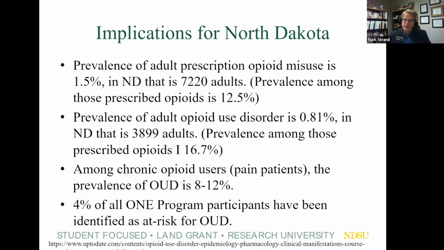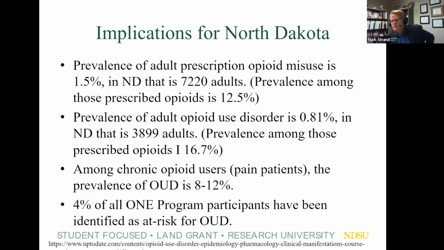And by the way, among those who are prescribed opioids, the prevalence is even higher, up to 12.5%. And then the prevalence of opioid use disorder is 0.81%. So in North Dakota, we would expect about 4,000 adults to be struggling with an opioid use disorder. And by the way, the prevalence among those who are prescribed opioids is 16.7%.